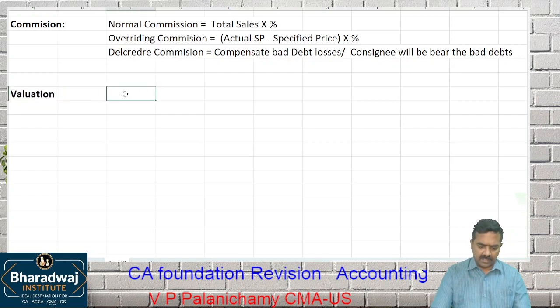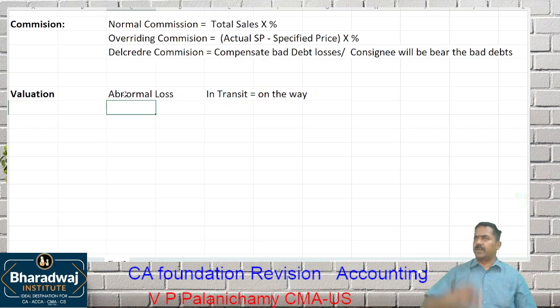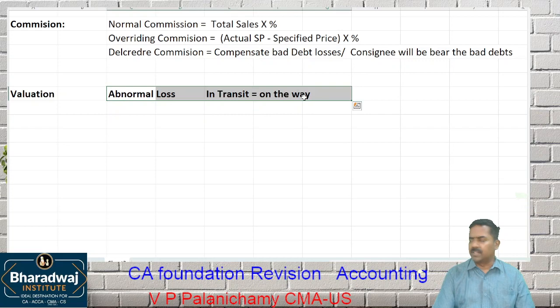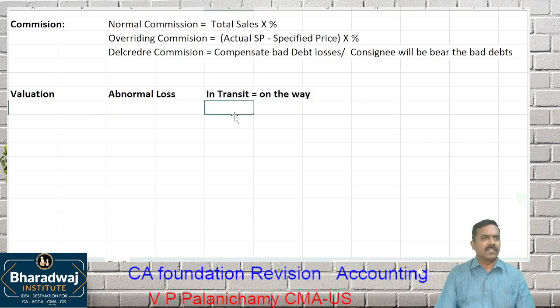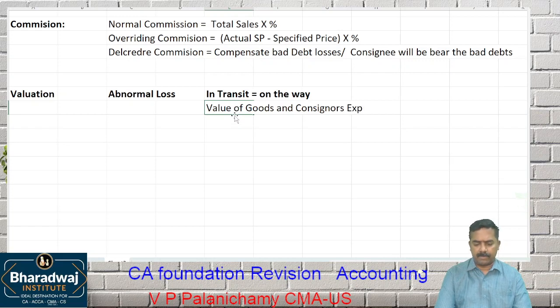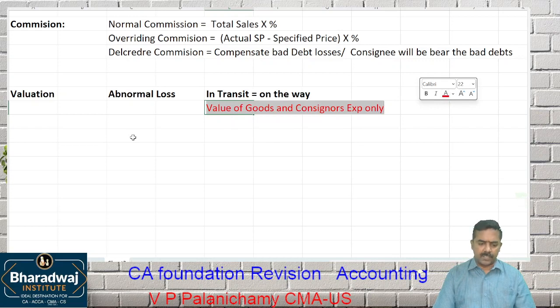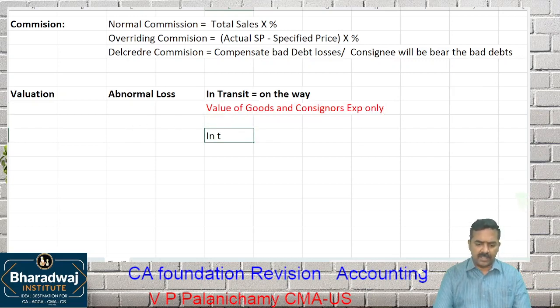Valuation, listen. Where can abnormal loss happen? In transit. What do you mean by in transit? On the way. On the way from us to the consignee, if the goods are destroyed in an accident, that is called which one? Abnormal loss in transit. How to value the abnormal loss? Take which one? Value of goods and consignor's expenses only.